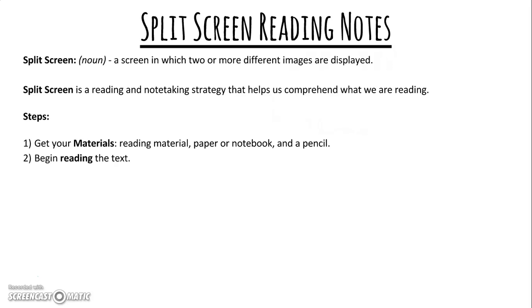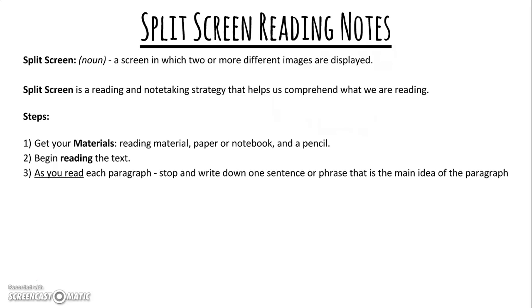Next step, begin reading. In this case, you're going to read paragraph by paragraph, meaning as you read each paragraph, you want to stop and write down the main idea. And it could be a whole sentence, or you can also write a short phrase that represents the main idea of that paragraph.